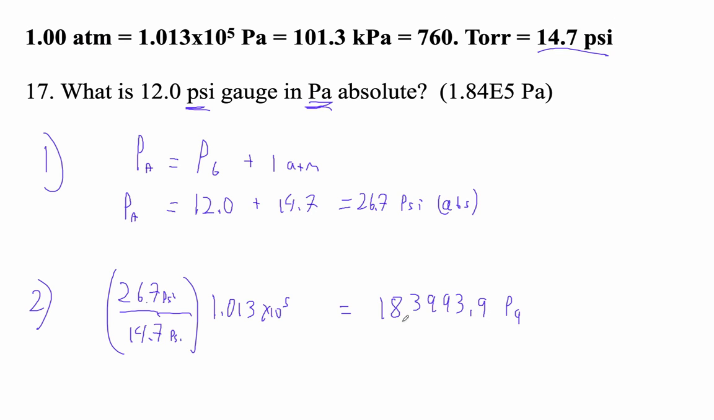Let's see how many sig figs we have. We have 3, 1, 2, 3. So 1.84 times 10 to the 1, 2, 3, 4, 5 pascals. Ta-da. Alrighty.